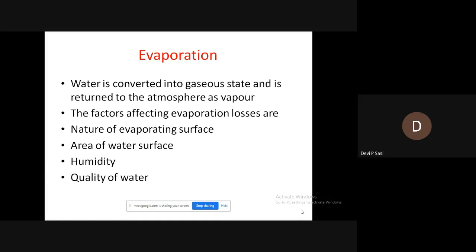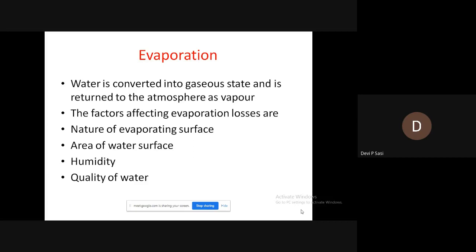Second one is area of water surface. Greater the area, greater is the evaporation loss. That is, we can say the water loss due to evaporation increases with increase in area. Third one is humidity. Evaporation is inversely proportional to humidity. If there is humidity in the atmosphere, then evaporation will be less. If the humidity in the atmosphere is more, evaporation is less.